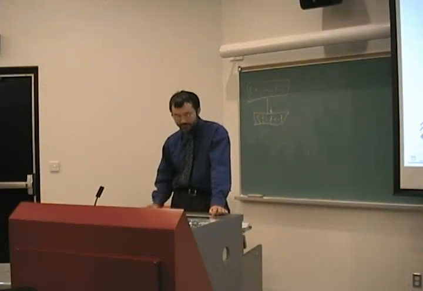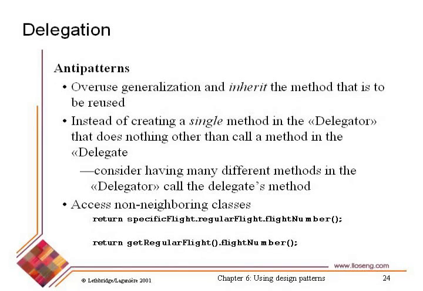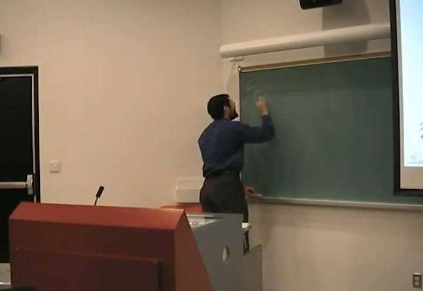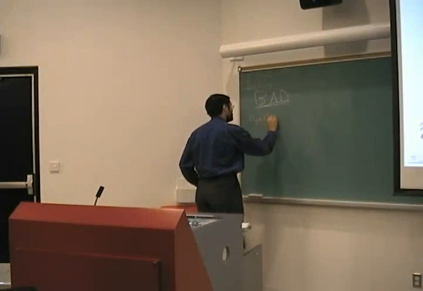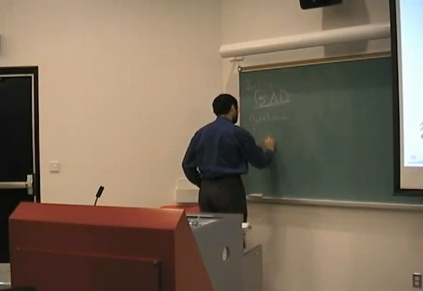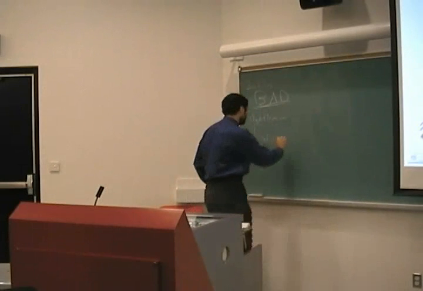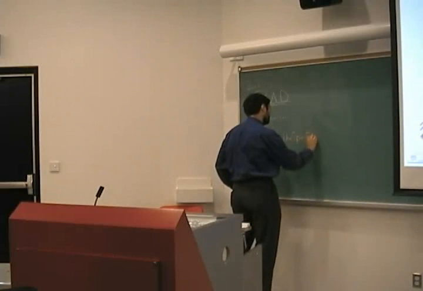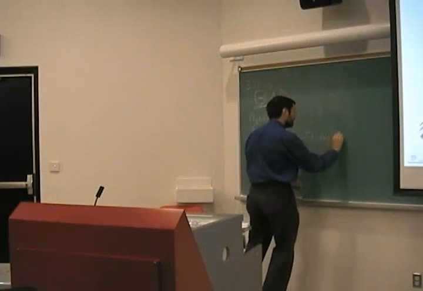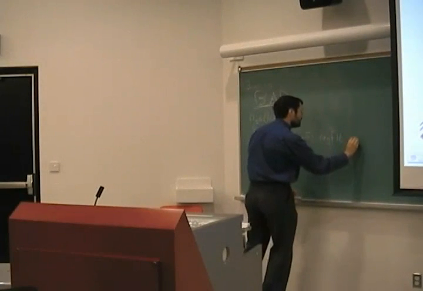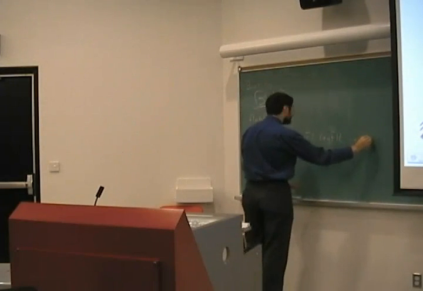We want to avoid code that would look something like this. In booking's flight number it would say specific flight dot regular flight dot flight number. I do not want to do the following. I do not want code in booking, this is bad, just so that you write that down, I don't want to say flight number, return, it would probably be something like the specific flight dot the regular flight, call it whatever the variables are called, dot number. This is what I want to avoid.